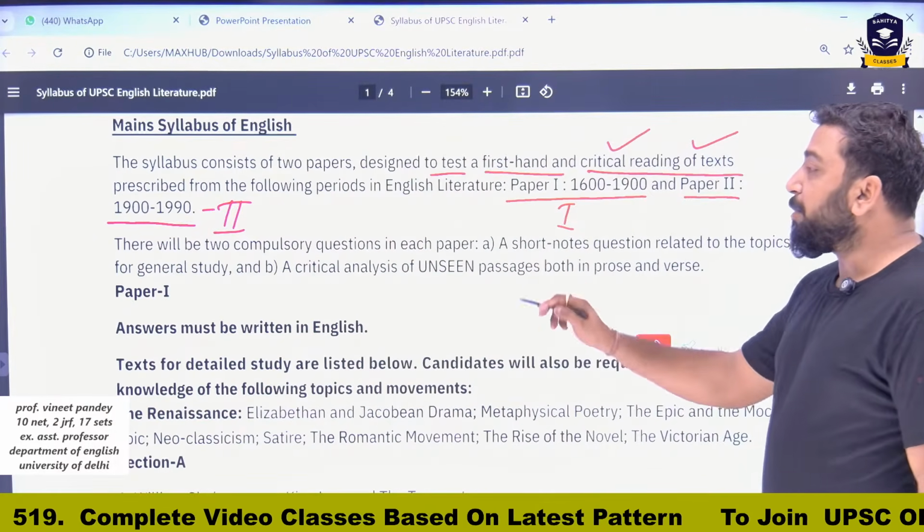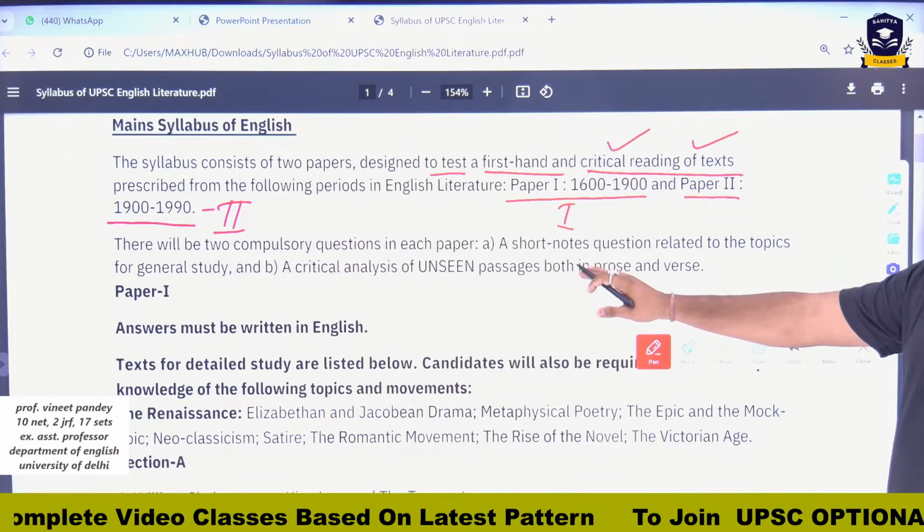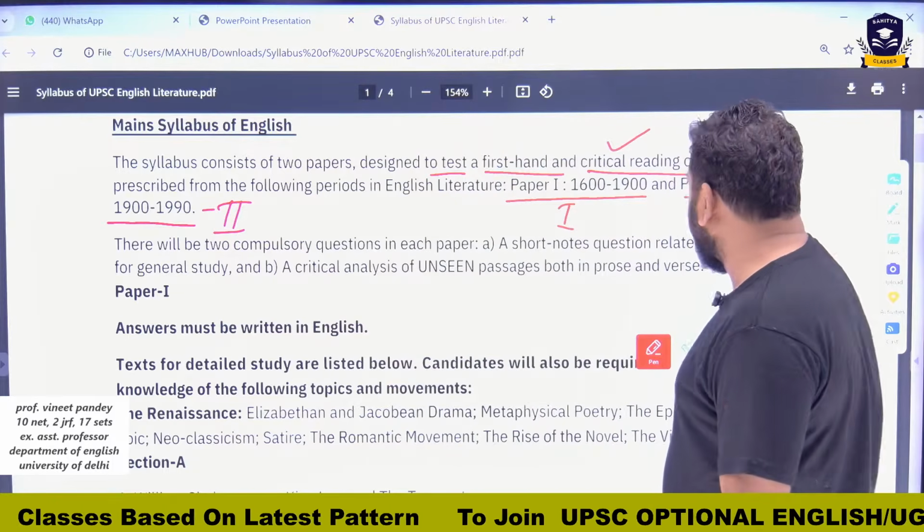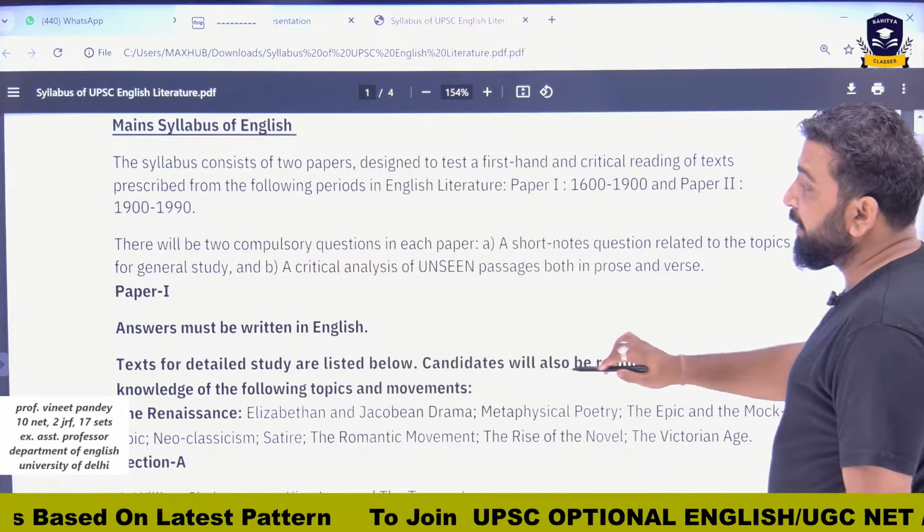Now, they are talking about the patterns that you already know: compulsory question, short note questions. You know these things. So let's go for Paper 1. Let's see where they have taken what from in literature.